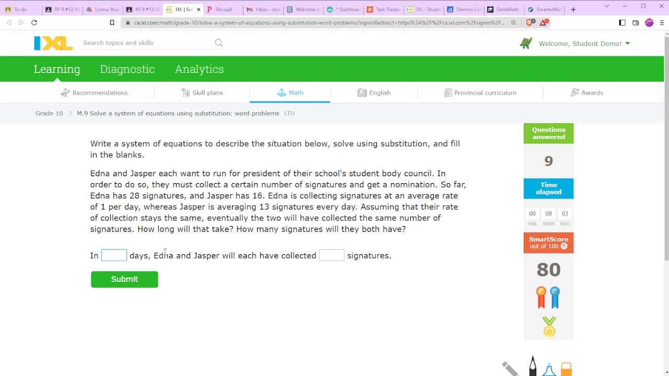Edna and Jasper each wanted to run for president of their school's student council. In order to do so, they must collect a certain number of signatures and get a nomination. So far, Edna has 28 and Jasper has 16. But Edna's doing 1 per day, whereas Jasper's doing 13 per day. So assuming their rate of collection is the same, eventually the two will have the same number. Well, they're 12 apart, and Jasper collects 12 more each day. So in 1 day, they'll have 29 signatures both times.